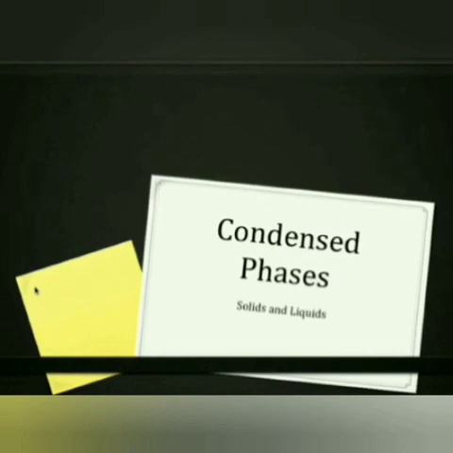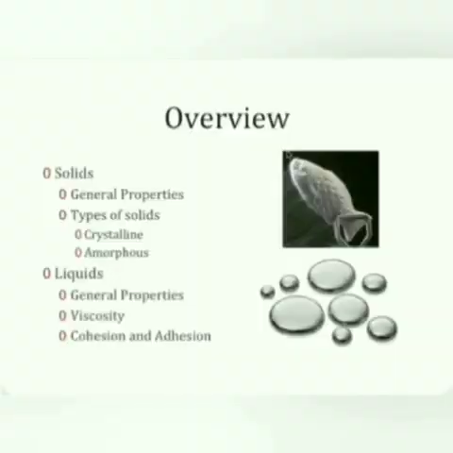Now, in this video, we're going to talk about the first two states of matter we'll cover in this chapter: liquids and solids, collectively known as the condensed phase. I want to explain this today. It's about solids, their general properties, types of solids, crystalline and amorphous, and about liquids, their general properties, their viscosity, cohesion, and adhesion.